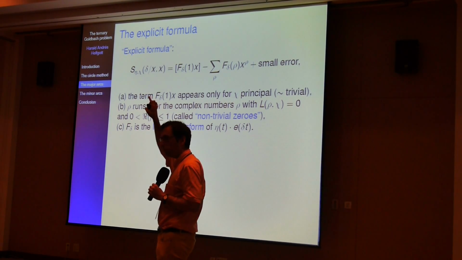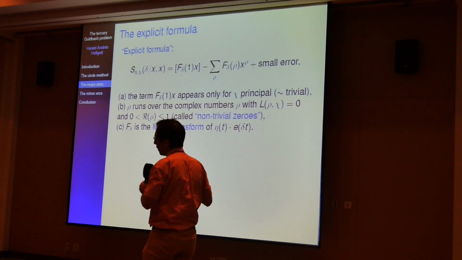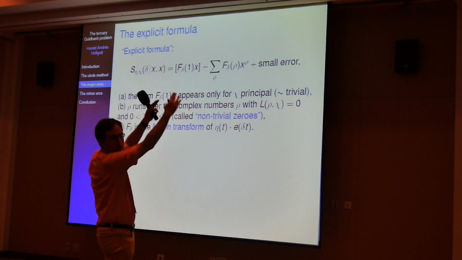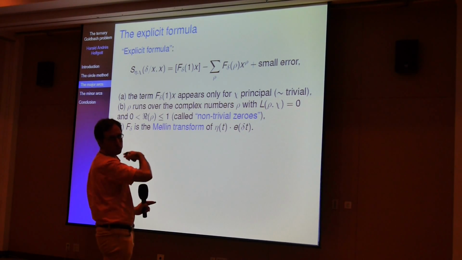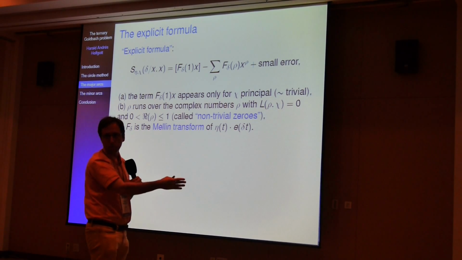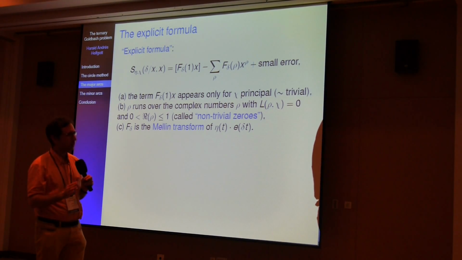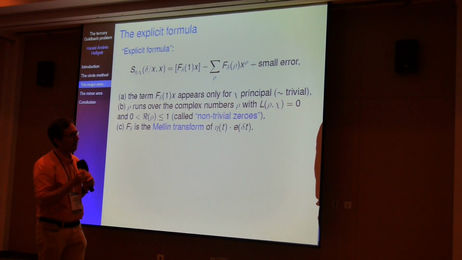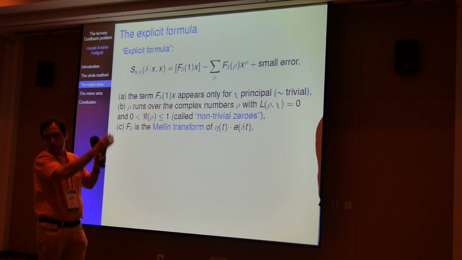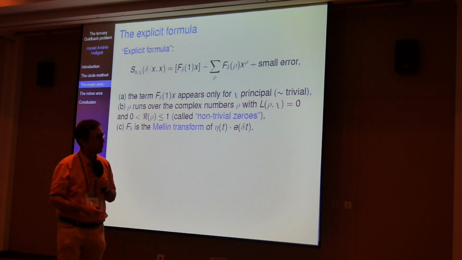And everything interesting happens in the magical strip, the critical strip. They should have called it magical, but still, it's the strip with real part between 0 and 1. To the right of 1, where the series converges, everything's very boring, there are no zeros. To the left of 0, we know where the zeros are, they are called trivial, meaning we know that, and so they give you the small error. But the interesting things happen in the critical strip. So rho runs over all zeros in the critical strip.